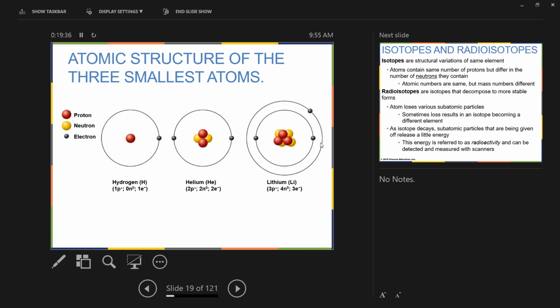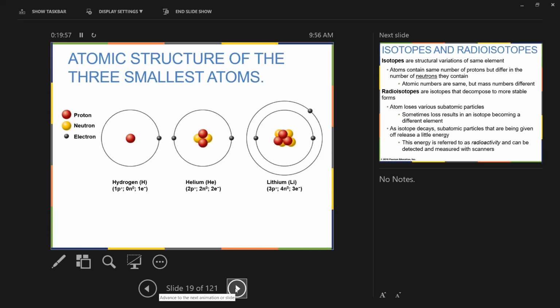But what do we do about the neutrons? The neutrons have no impact on these electrons and the protons. Neutrons have no impact on this. What neutrons do is they can alter the weight of the atom. And sometimes that becomes variable.